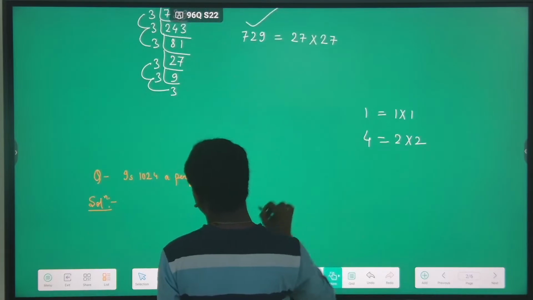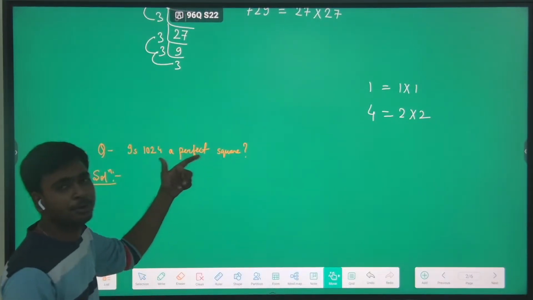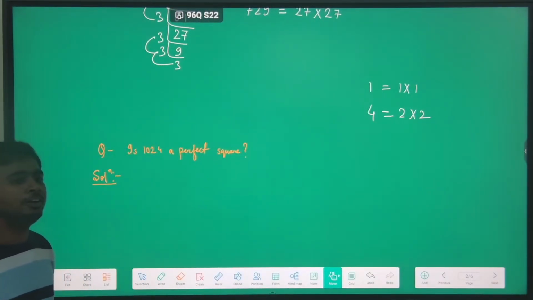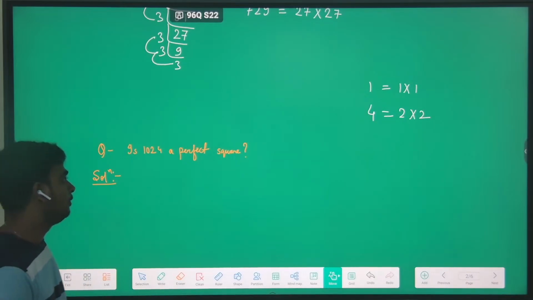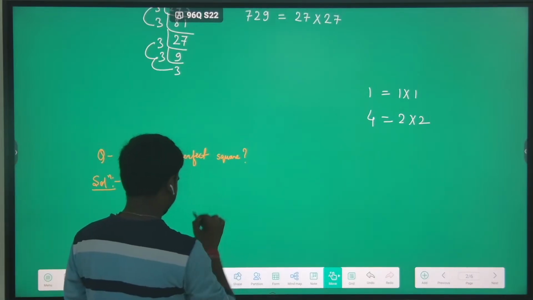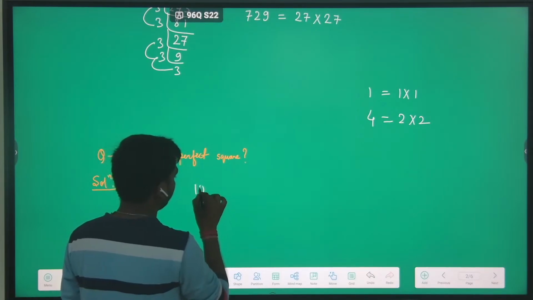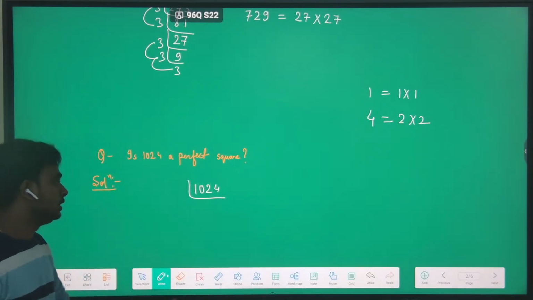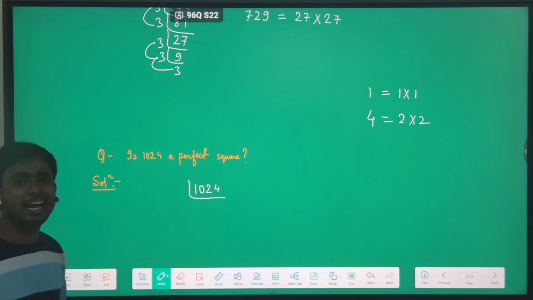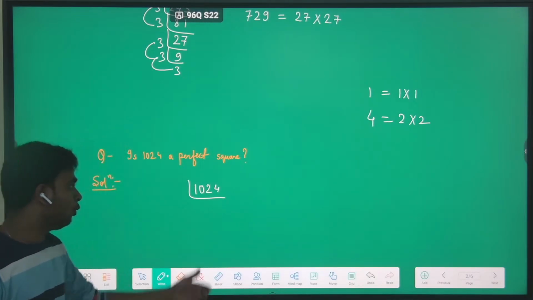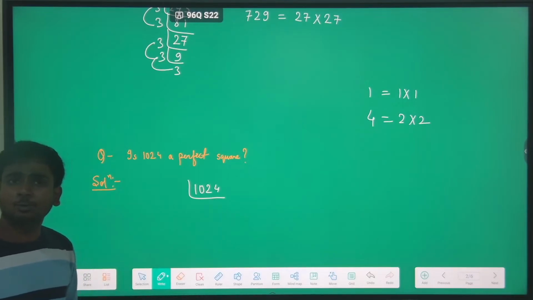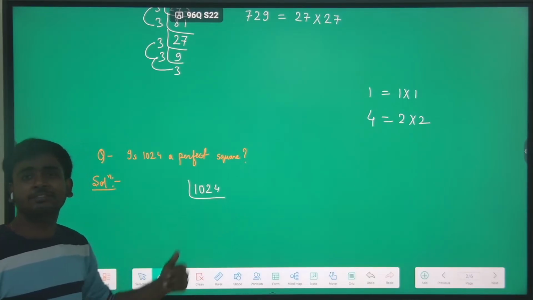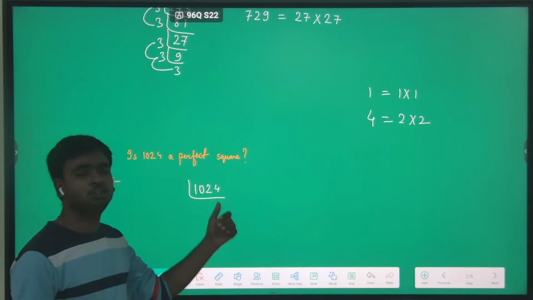Similarly, if we are asked, is 1024 a perfect square? What will we do? We will try to prime factorize it. In the last digit, we see that it is 4, so it will be divisible by 2. Any even number is divisible by 2 if it is in the unit digit.